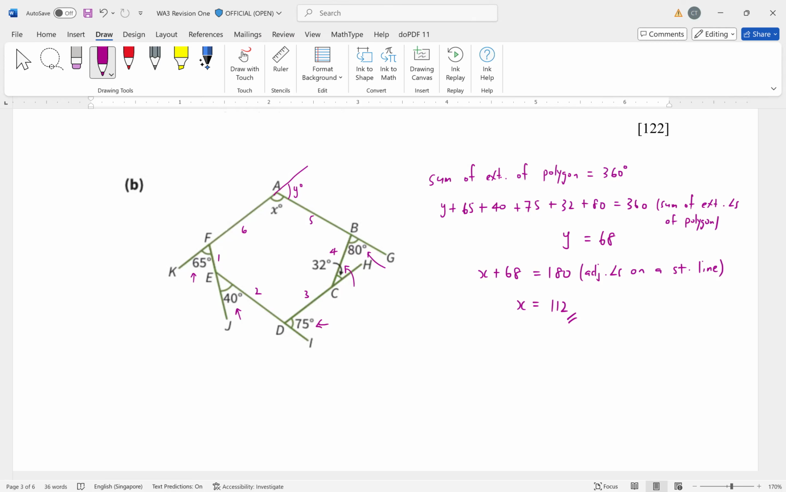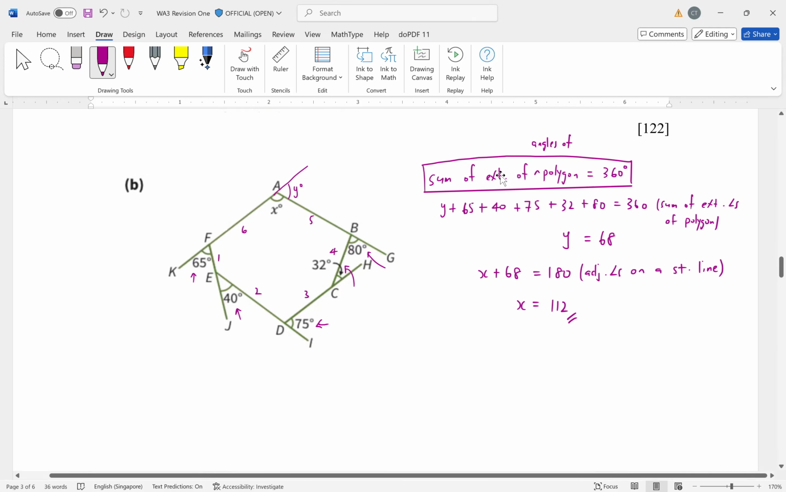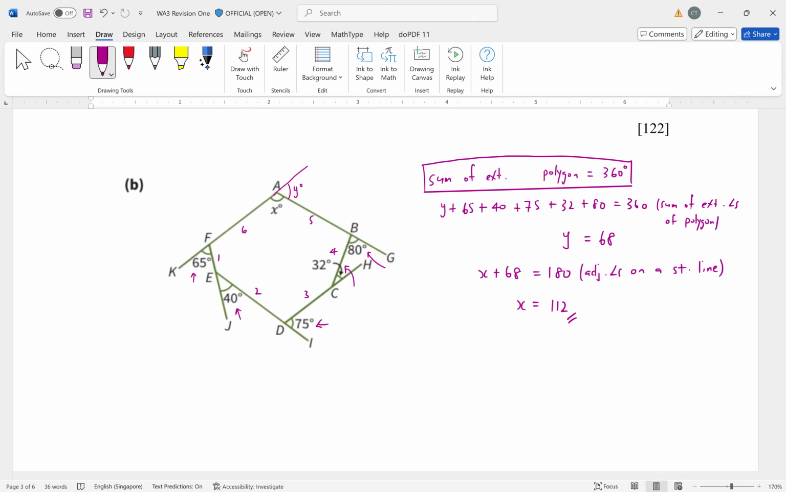So the second important thing you need to know from this video is this: the sum of exterior angles of a polygon equals 360. Right? Okay, so the sum of exterior angles of a polygon should be this way.